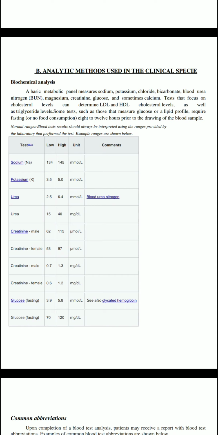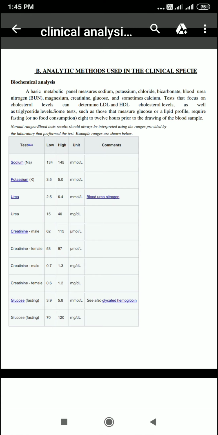The normal ranges of the blood test. The blood test results should always be interpreted using the ranges provided by the laboratory that performed the test, and the example ranges are shown below in the given table. In the first table you can see the sodium, which is denoted as Na. Its low level is 134 and high level 145 and its unit is mmol per liter. The potassium, which is denoted as K, its low level is 3.5 and high level is 5.0.